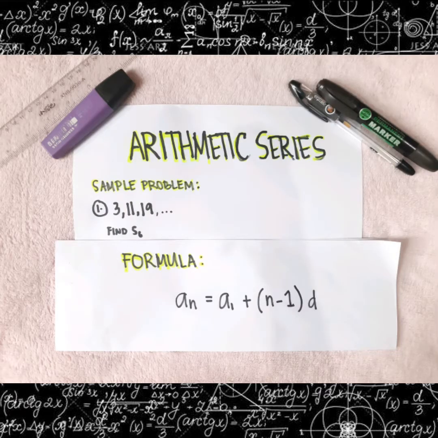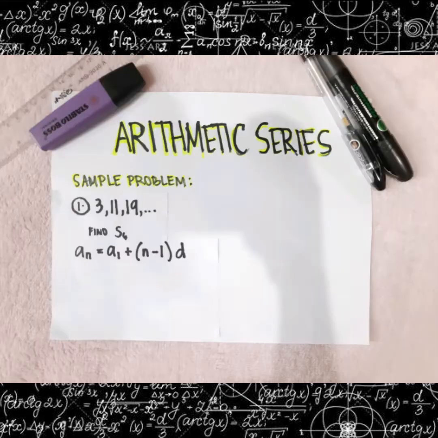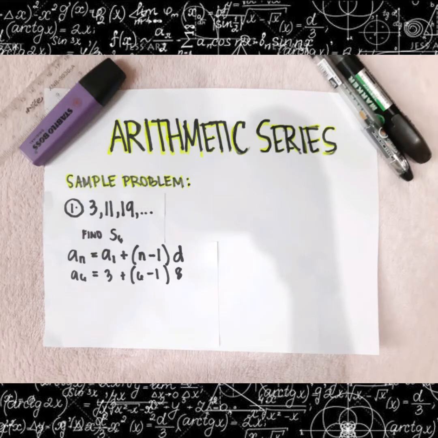Now we're going to look for the sixth term with the formula a sub n is equal to a sub 1 plus n minus 1 times d. Plug in first the arithmetic sequence formula. Next, plug in 6 as n since we are looking for the sixth term, then followed by the first term, which is 3. So the equation will be a sub 6 equals 3 plus 6 minus 1 times 8.